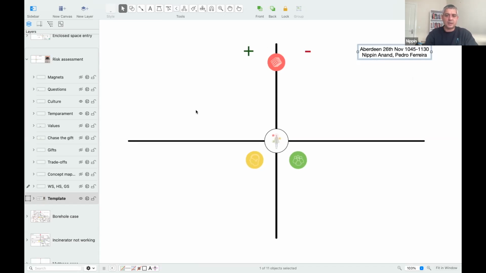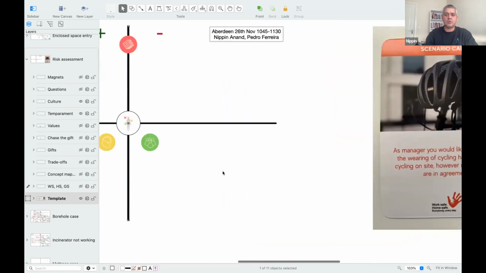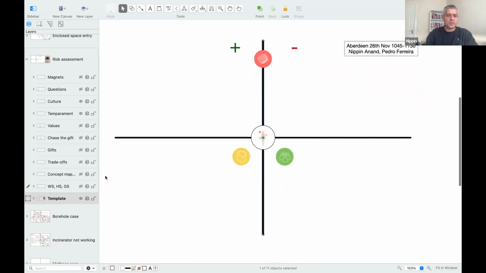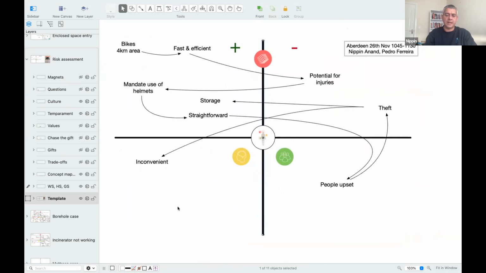So you saw the scenario. This is the scenario that we are going to use. Now we will move towards the actual risk assessment. So what do we do first? We try to put the right words in the right quadrants, and we link between the words. That's really the first stage.